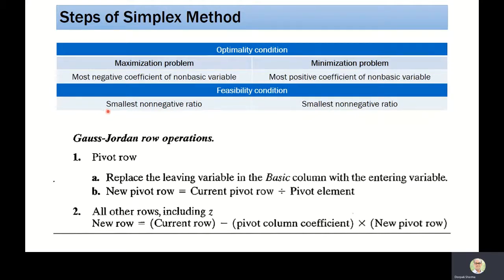Look at the feasibility condition. Feasibility condition means we look for the smallest non-negative ratio. That will remain the same for both types of problem, whether maximization or minimization. Gauss-Jordan row operation also remains the same whether it is maximization or minimization; it doesn't matter.